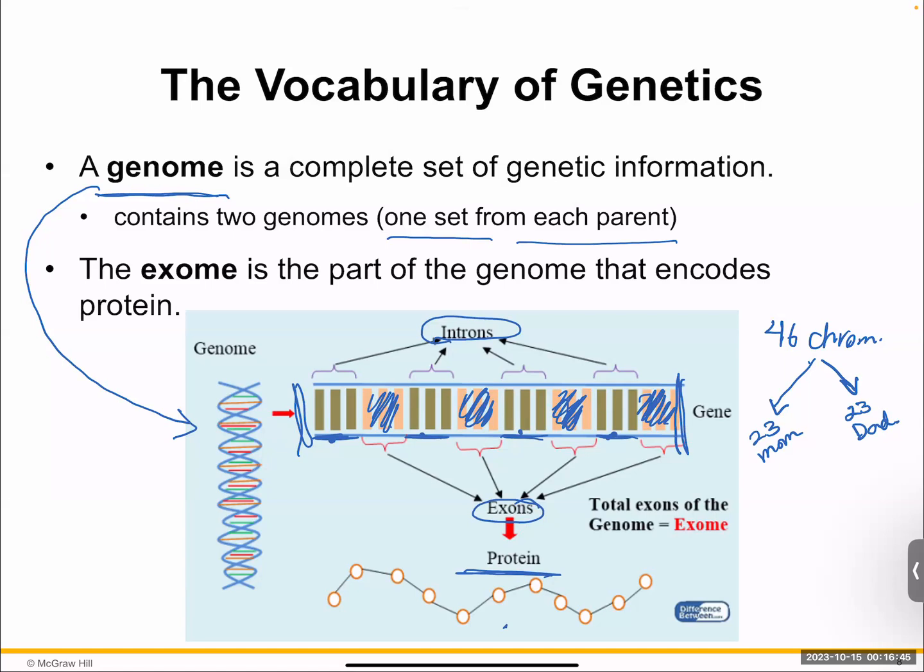Now, if I take my whole genome and count all of the exons inside my genome that make every single protein, then that is referred to as the exome. So the exome is all of the exons within the genome combined together to form this much larger sequence, called the exome.